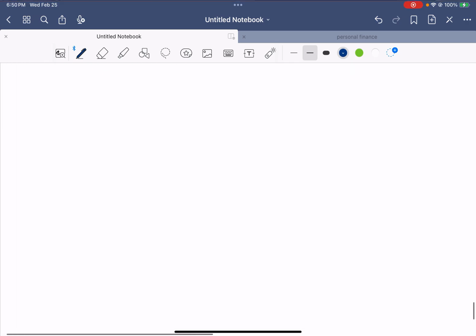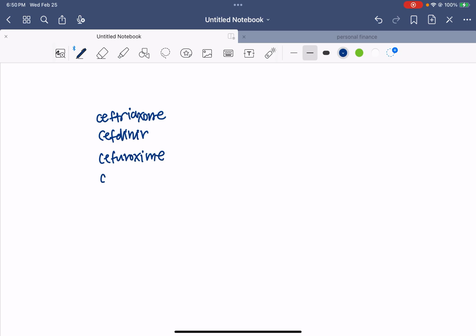Next we have the cephalosporins, ceftriaxone, cefdinir, cefuroxime, and cefpodoxime. All 4 of these cover up to S. pneumoniae, because remember, no cephalosporins cover Enterococcus. PEK, NH, and MSSA.